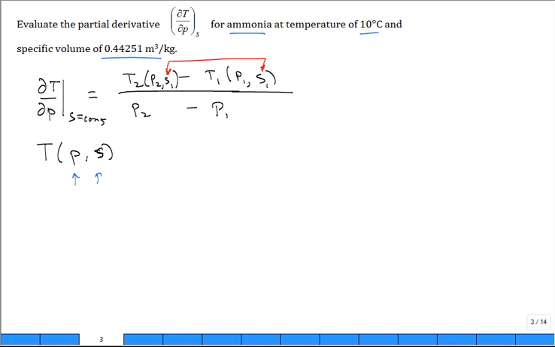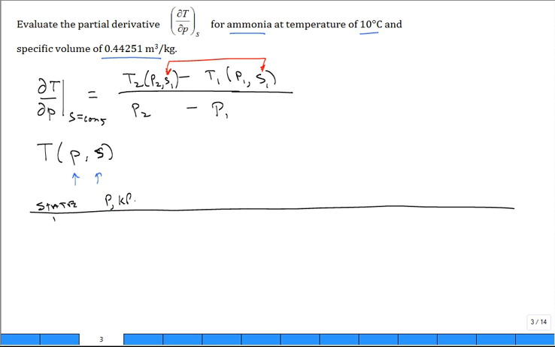Set up a table to help you organize the thing. So think about state 1 and properties. I'll just make a long list of properties. Pressure, you could put it in bar, but I'm going to put it in kilopascal. Temperature, degree C. Specific volume, meters cubed per kilogram. The internal energy, kilojoules per kilogram, which is really not needed, but I want to show you it's just another property. Enthalpy, it's not needed, kilojoules per kilogram, but entropy is needed, kilojoules per kilogram Kelvin. So state 1 and then state 2.